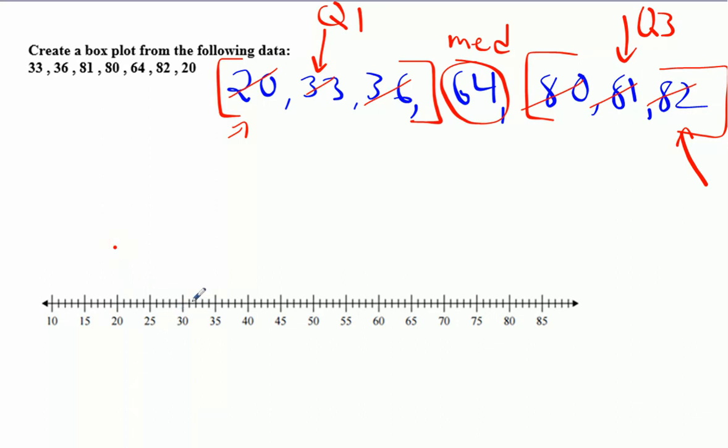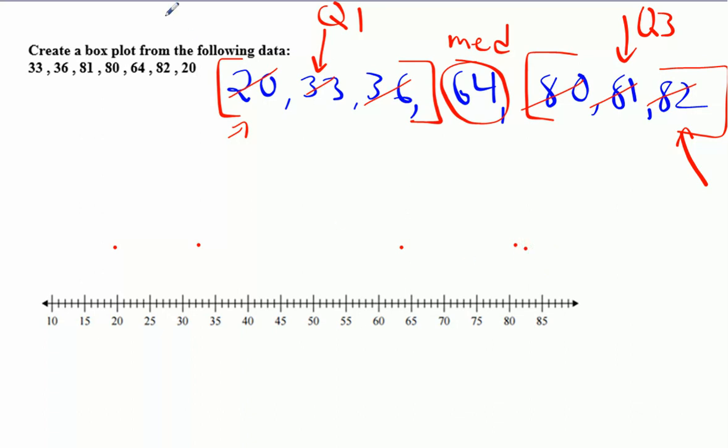20, 33, try to be as careful as you can, 64, 81, and 82. Ooh, really close.